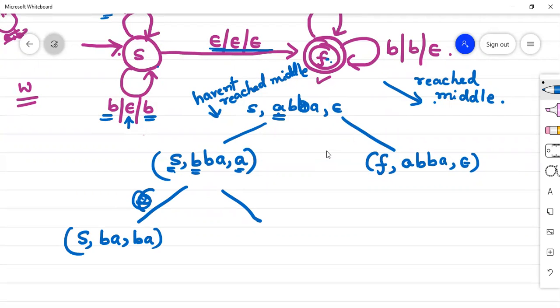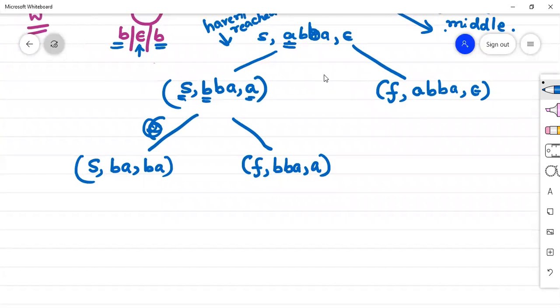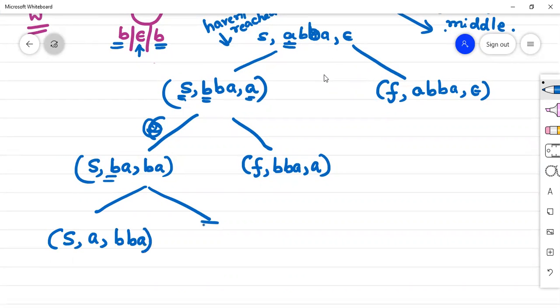Also, if I assume I reach the middle, I'll be going to F with no changes, correct? With no changes. Now next, again here, two options. So think I have not reached the middle, in which case I'm going to push B. So it will become BBA. And here I'll assume it's reached the middle. So it will be F, there will be no changes, right? And I made a transition.